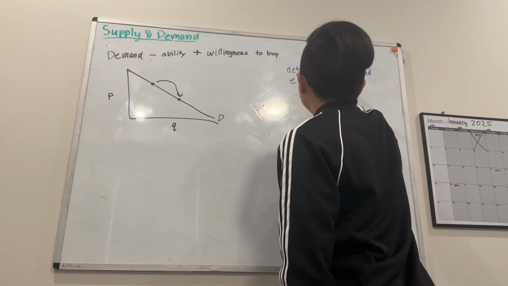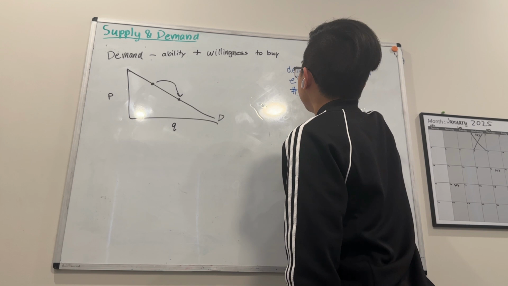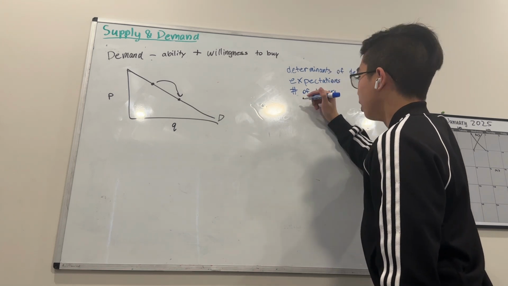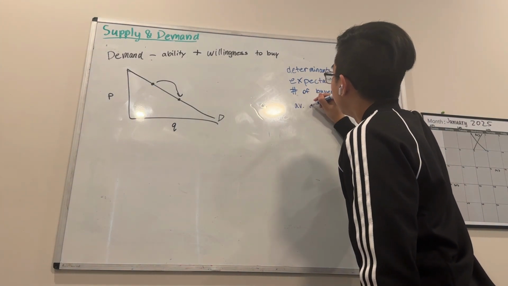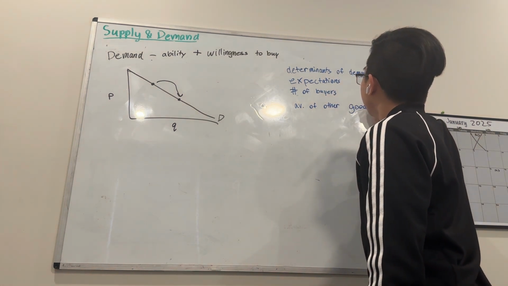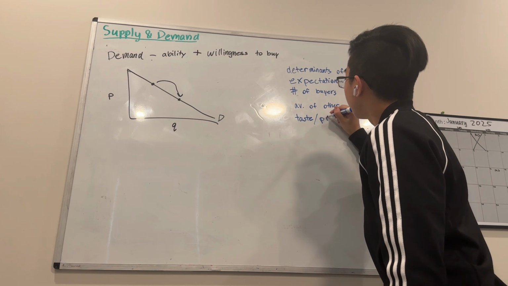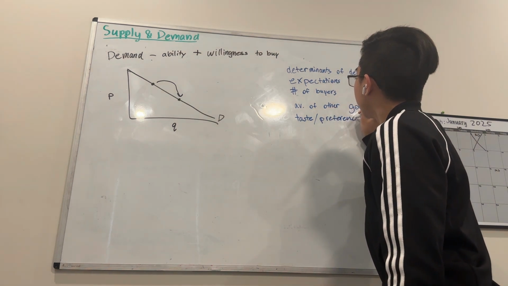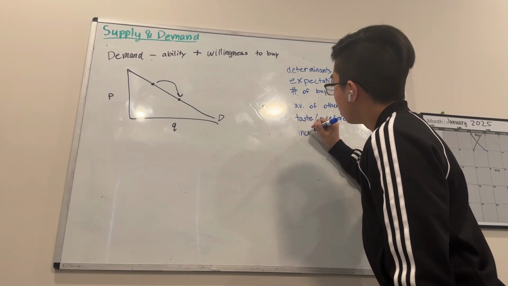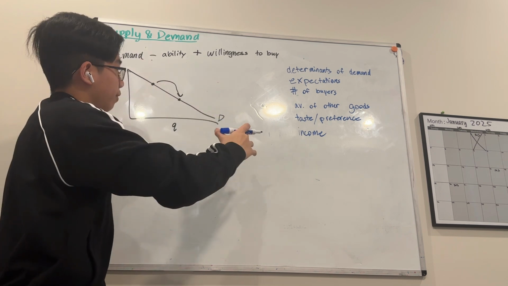expectations, number of buyers, availability of other goods, the taste or preference, and the income of buyers. If one of these factors changes, it causes this entire curve to shift.